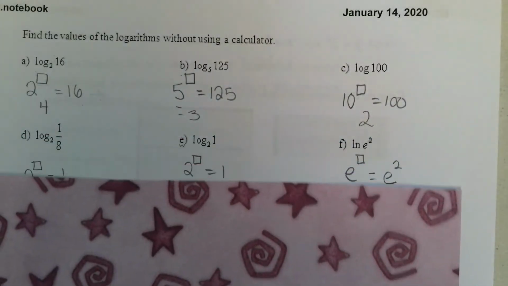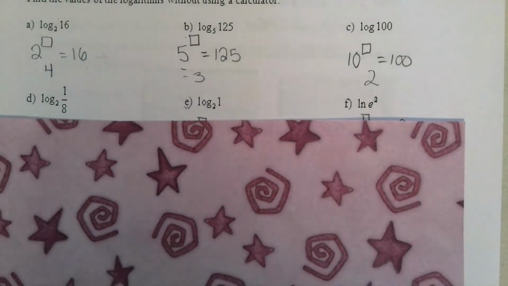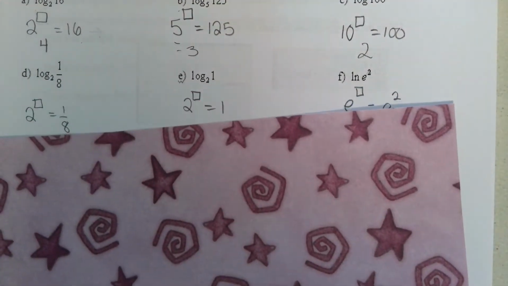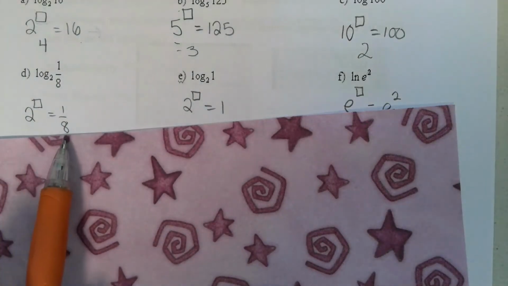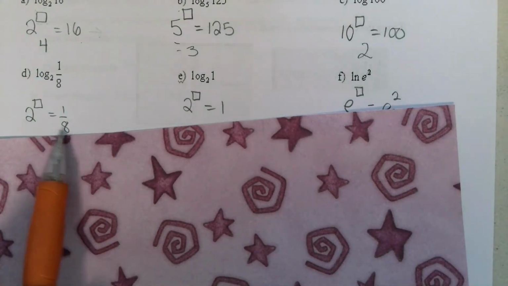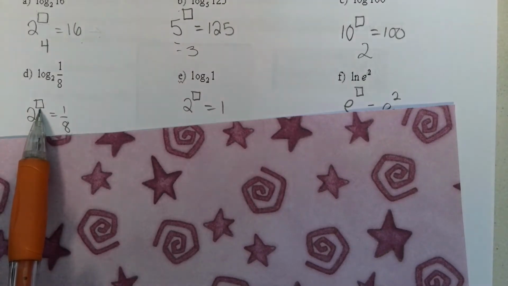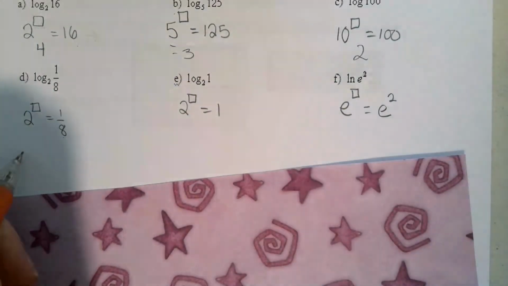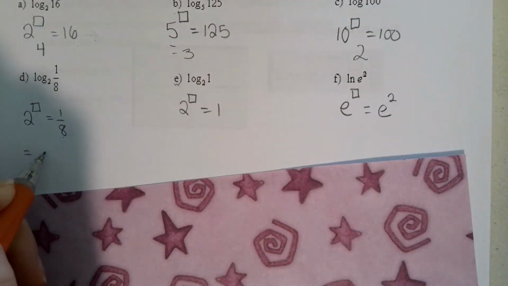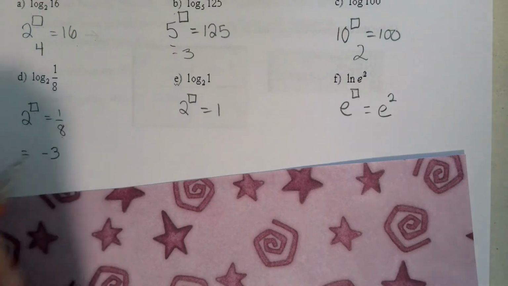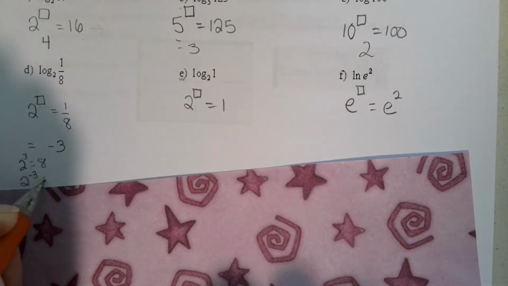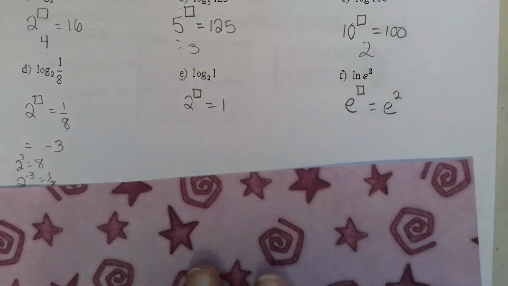Now for each of these, I will have some more to look at. 2 to what power gives you 1/8? Now let's think about this one a little bit. 2 to what power gives you 1/8? My 8 is in the denominator, so that means my power will have to be negative. And since 2 cubed is 8, our answer here is going to be a negative 3 for the exponent. If 2 cubed is 8, 2 to the negative third power is going to give you 1/8.